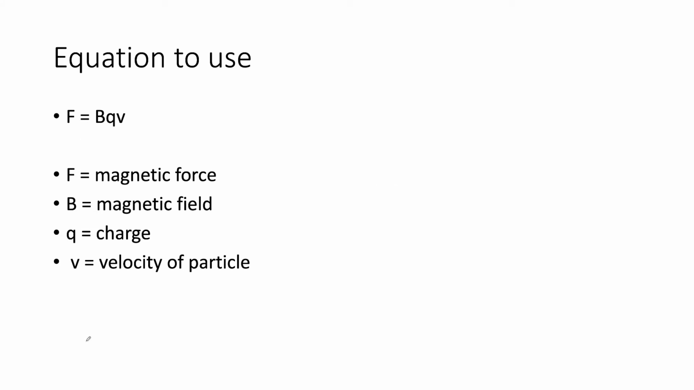In problem set A for chapter 19, we're going to use this equation: F equals BQV, where F is the magnetic force, in units of newtons. B is the magnetic field, in Tesla, capital T. Not the car, folks. The charge is the charge on the particle, and V is the velocity of the particle, at right angles, or perpendicular, to the field.